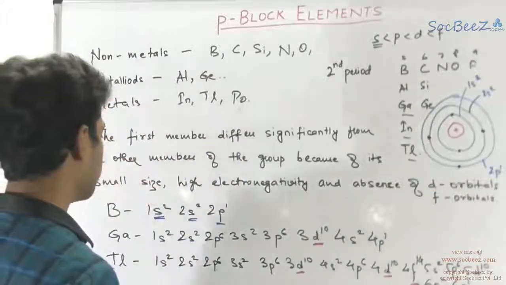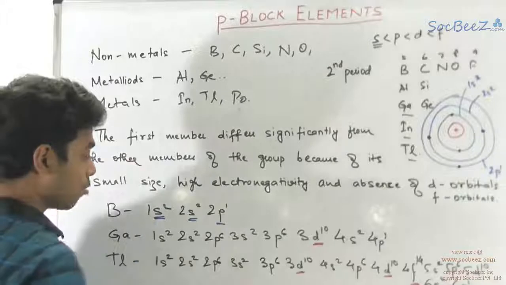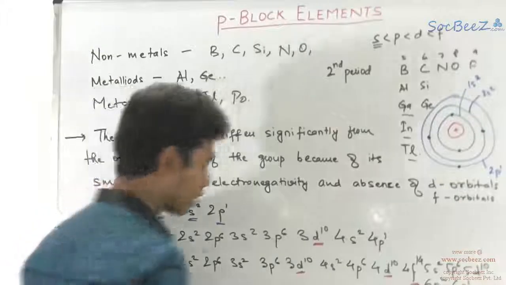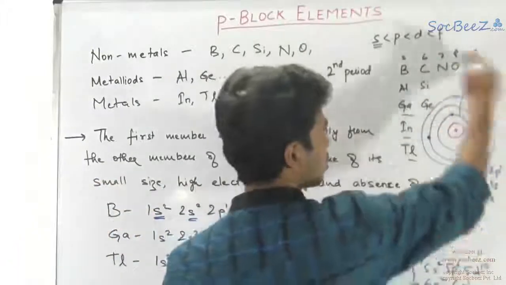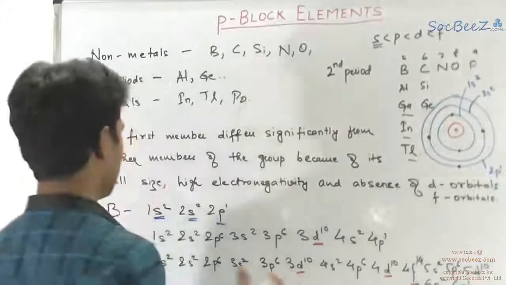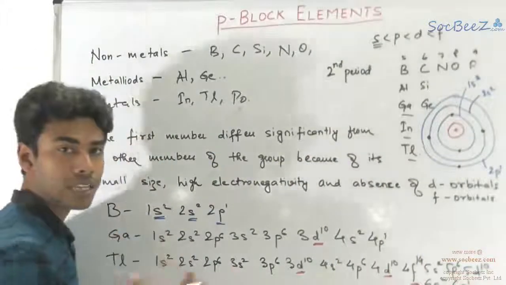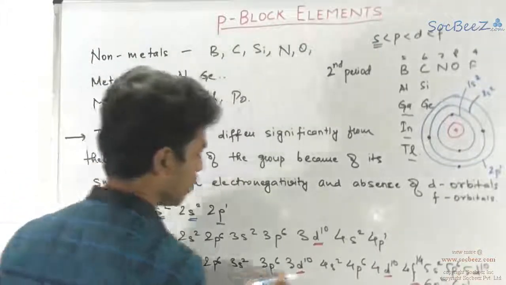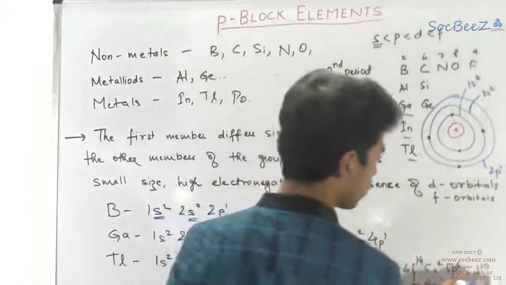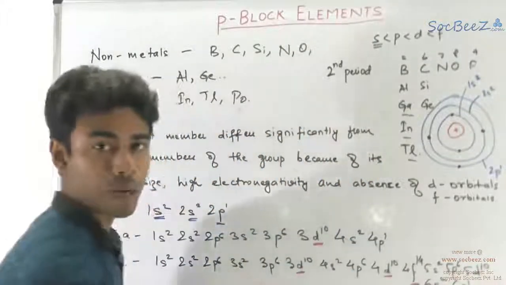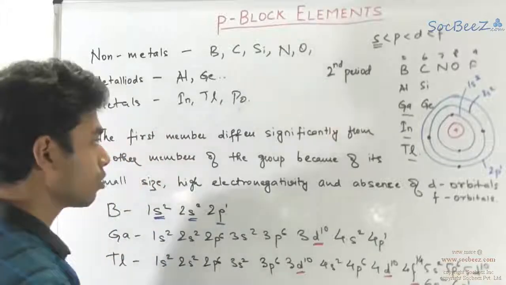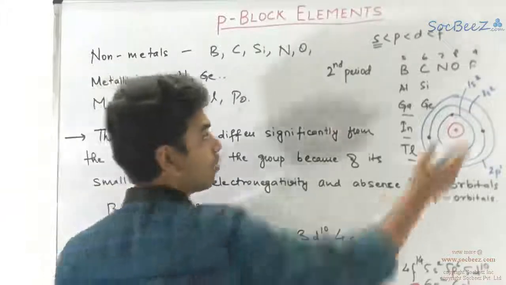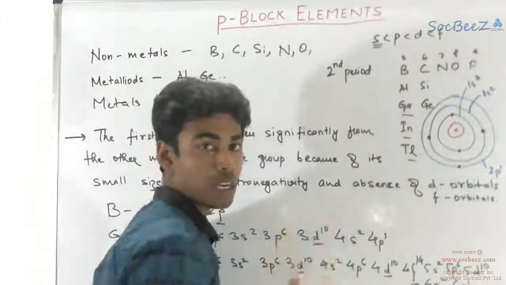Now for gallium, count how many orbitals are there: 1, 2, 3, 4, 5, 6, 7, 8. There are 8 orbitals, so similarly there will be 8 such rings. You can imagine that gallium would have a very large size as compared to boron, and thallium would have even more because it has 15 orbitals. You can now very well imagine that the size of thallium would be quite high because it would have 15 such rings and there would be electrons in it.